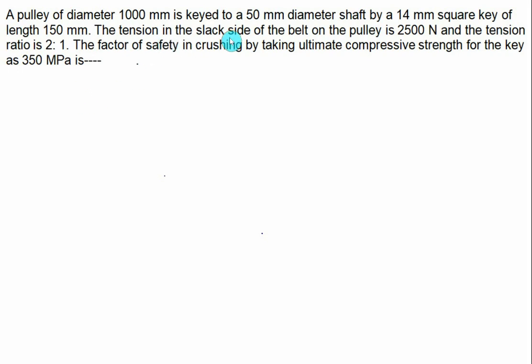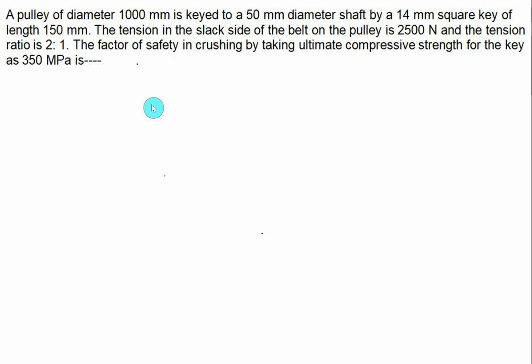The tension in the slack side of the belt on the pulley is 2500, that is the minimum value of tension is given, T minimum equal to 2500 Newton, and the tension ratio is given as 2:1, that is the value of T max divided by T minimum is equal to 2. The factor of safety in crushing, by taking the ultimate compressive strength for the key as 350 megapascal, we have to find out. Since we are interested in the factor of safety in crushing, we'll consider here the failure in the crushing.